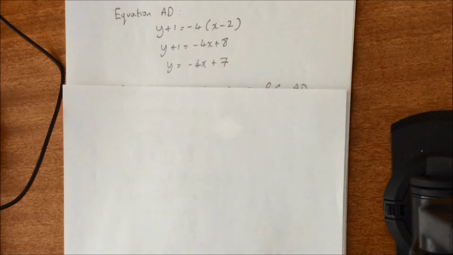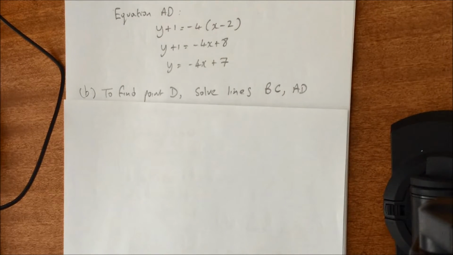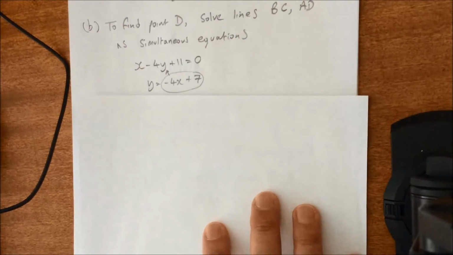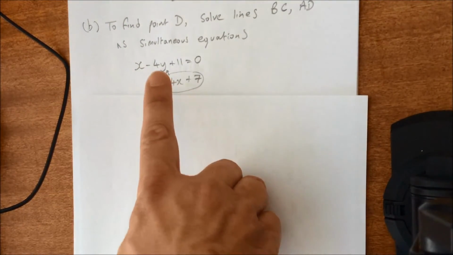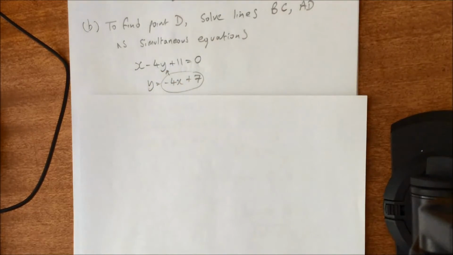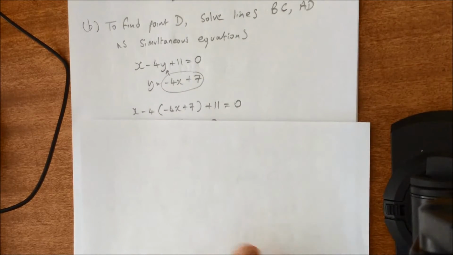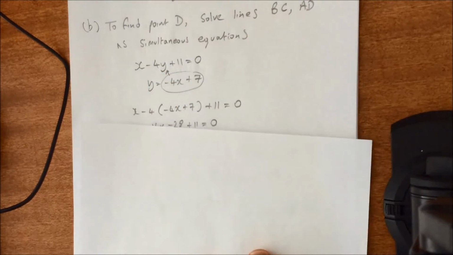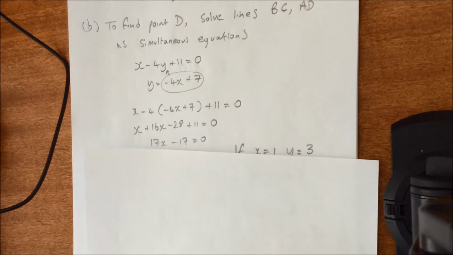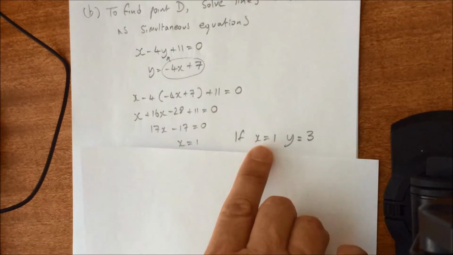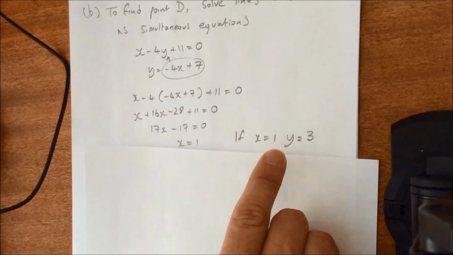So y minus y value equals gradient brackets x minus x value, which simplifies down into y equals minus 4x plus 7. Okay, to do part B, to find the intersection point we need to solve the lines BC and AD as simultaneous equations. If I write them equal to each other, this is perfectly set up to solve as a substitution. So wherever you see y, you replace it with minus 4x plus 7. I work that through, there's my y replaced with minus 4x plus 7 in that top equation. I expand the brackets and land up with 17x minus 7 equals 0. That means x is equal to 1, and when x is equal to 1, y is equal to 3, as the question says.